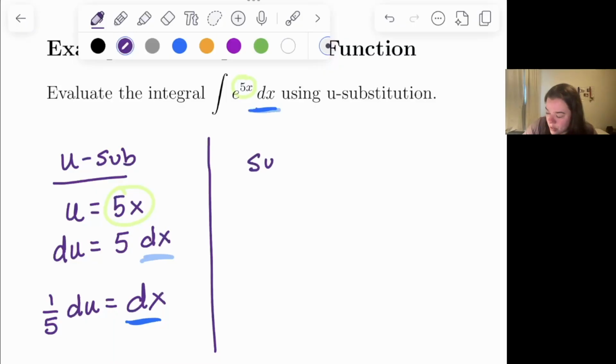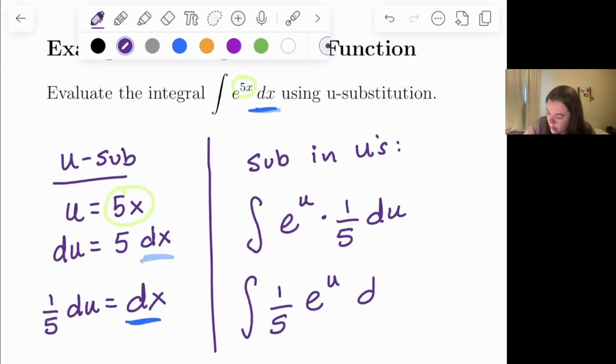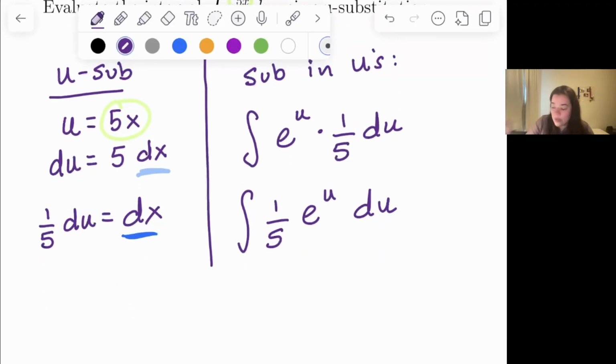So now when I do my substitution step, sub in my u's, this is going to be the integral of e to the u times 1/5 du, right? This entire dx got replaced with 1/5 du. Now, most people tend to get comfortable with pulling the constant to the front. And then we integrate from here, right? Now we're in an easier problem to integrate. I know the antiderivative of 1/5 e to the u. It is 1/5 e to the u plus c.